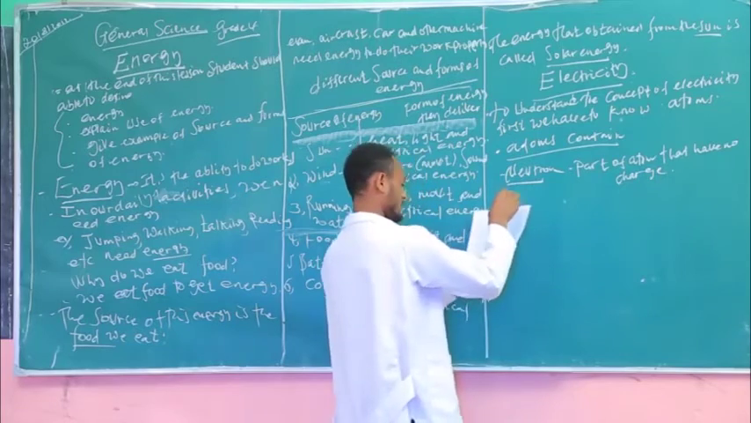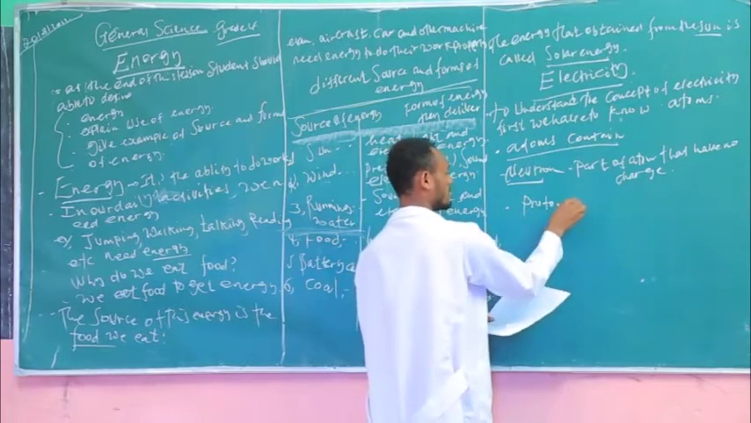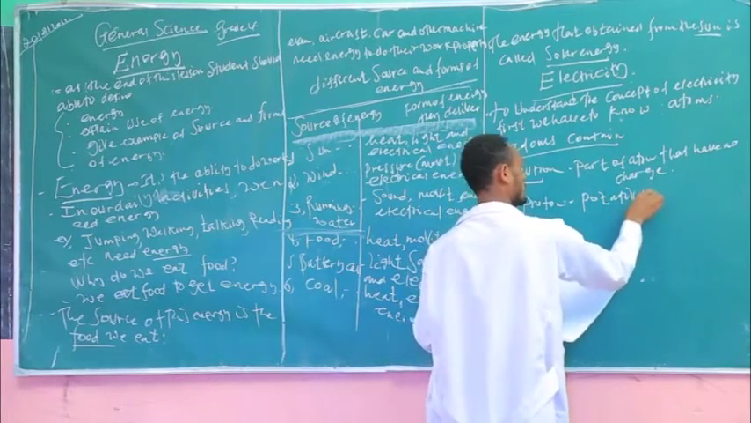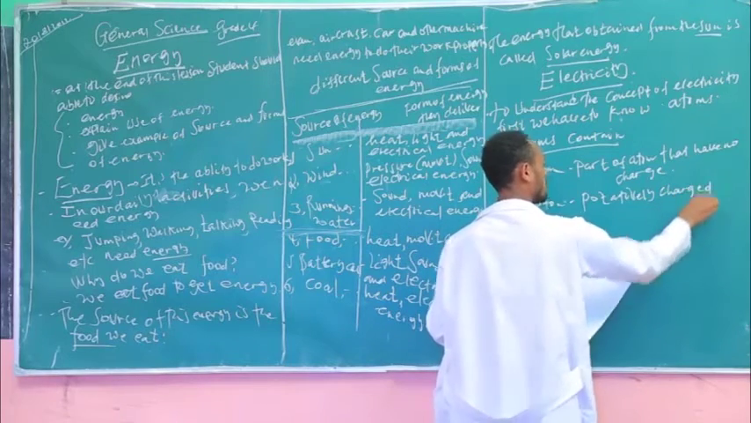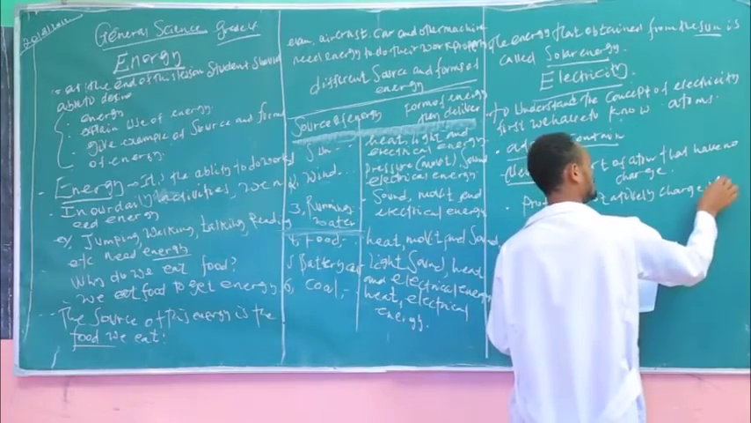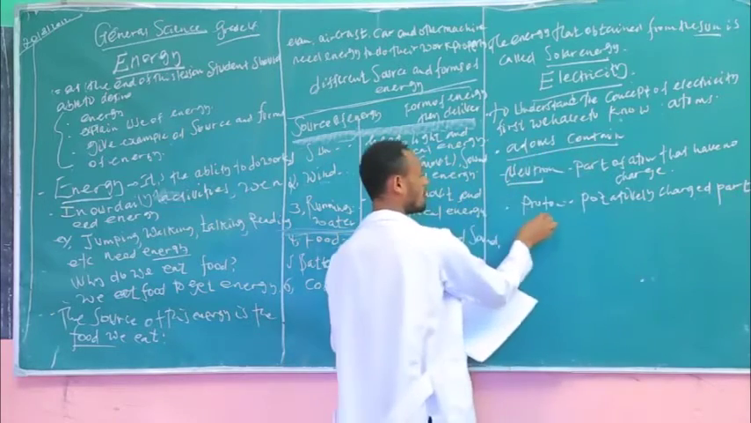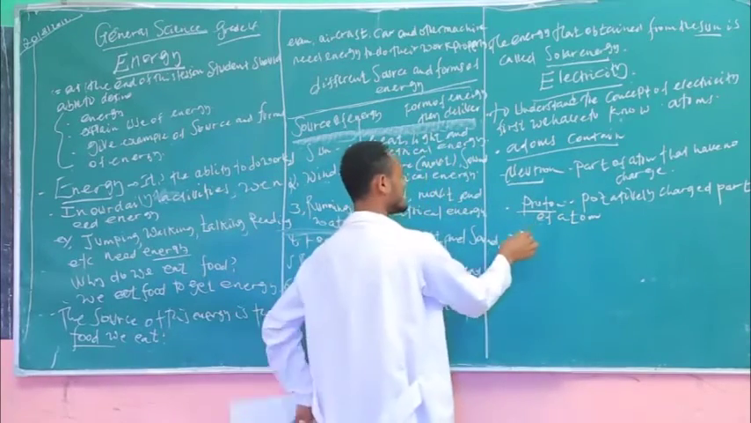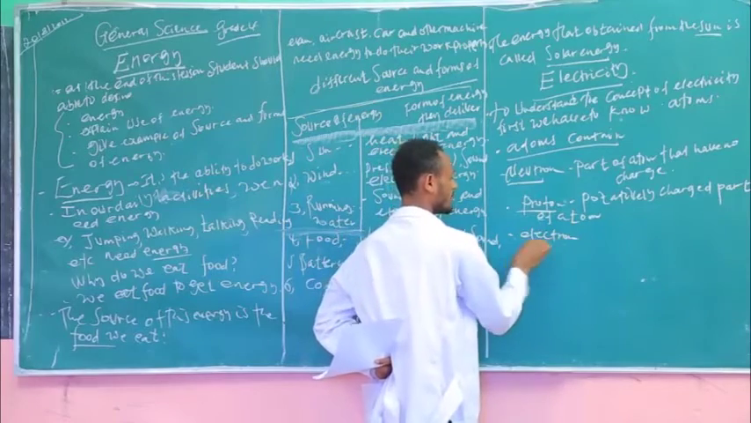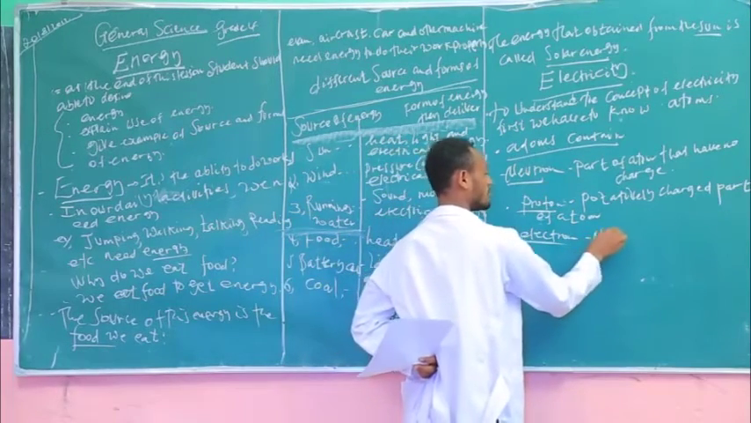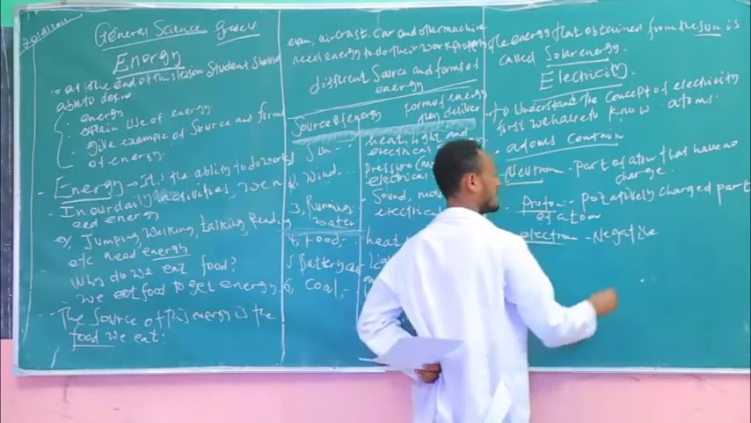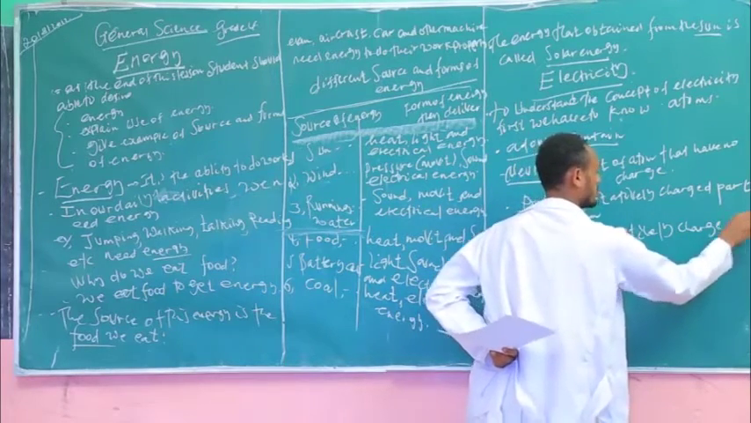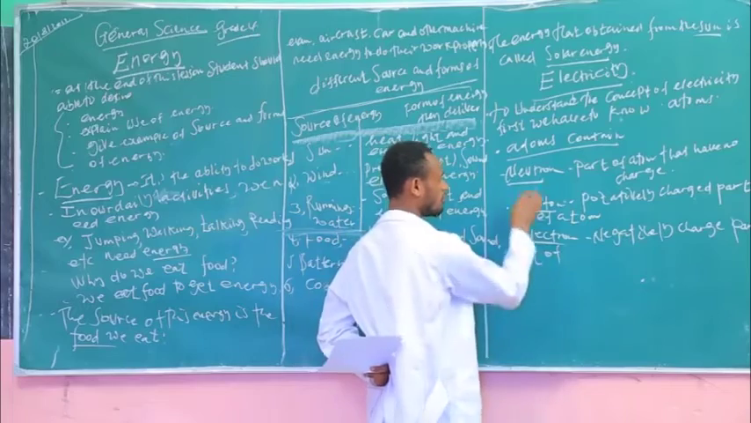The second one is proton, the positively charged part of an atom. The third one is electron. Electron is the negatively charged part of atoms.